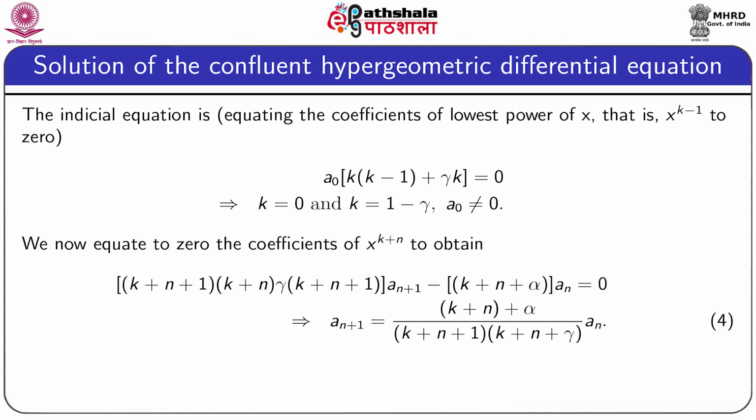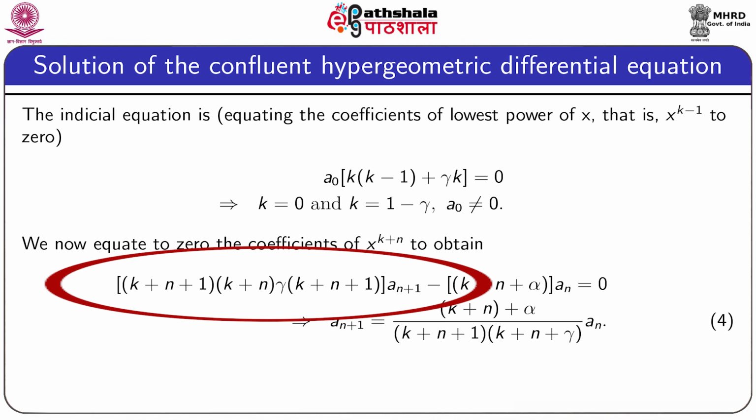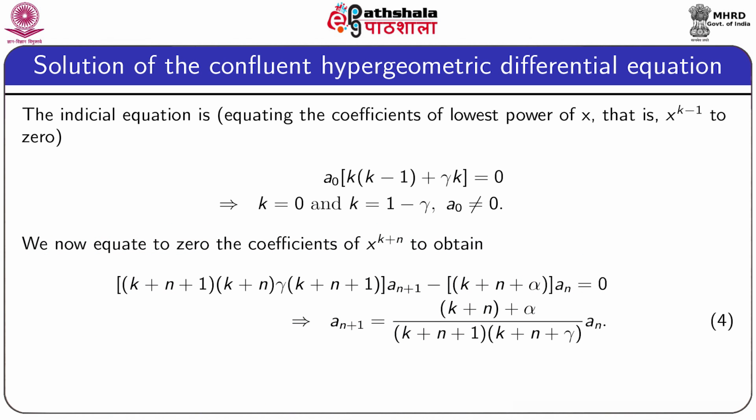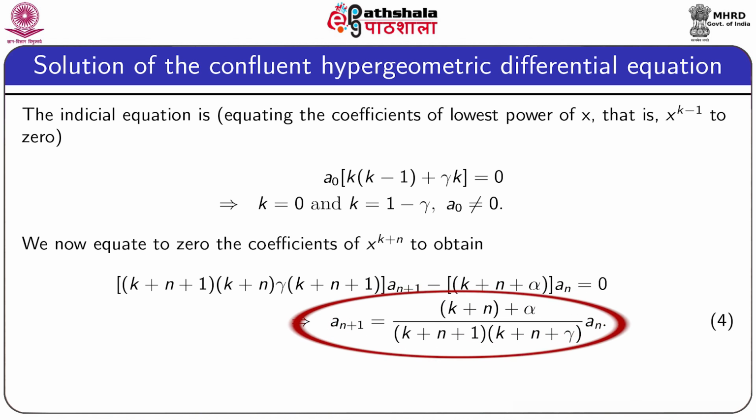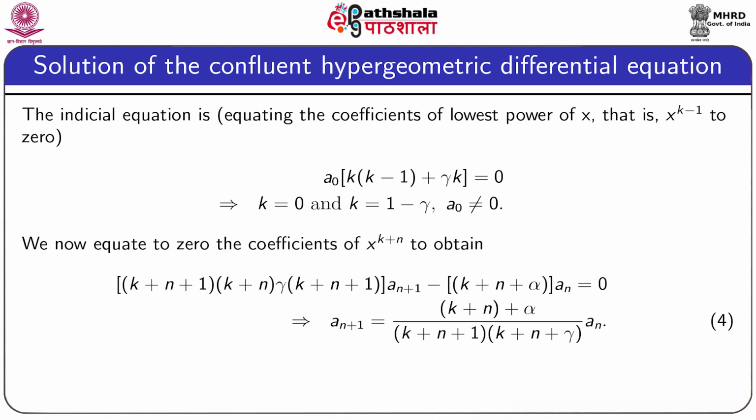To obtain the recurrence relation, we now equate to 0 the coefficient of x to the power k plus n, and we get k plus n plus 1 into k plus n plus gamma into a n plus 1 minus k plus n plus alpha a n is equal to 0. Rearranging the terms, we will get a n plus 1 is equal to k plus n plus alpha divided by k plus n plus 1 into k plus n plus gamma a n.